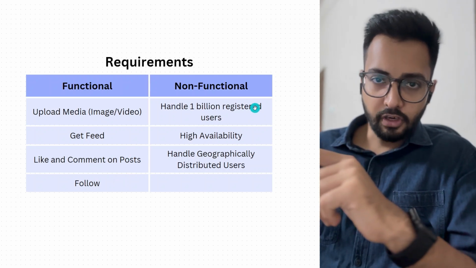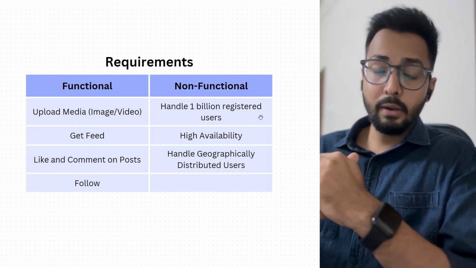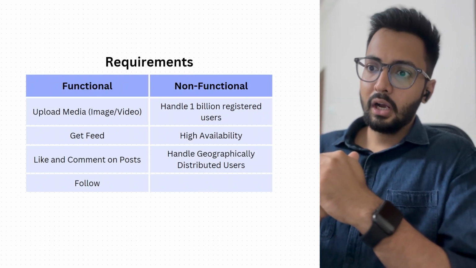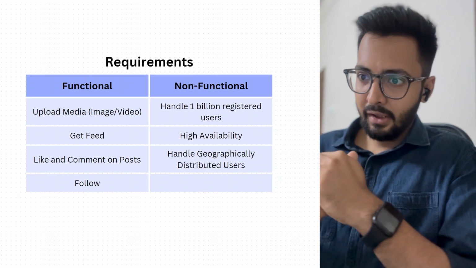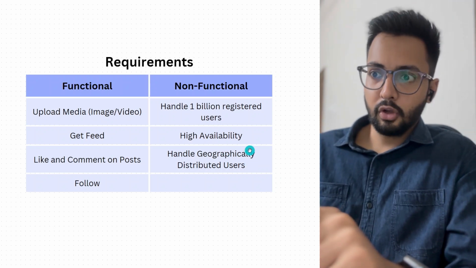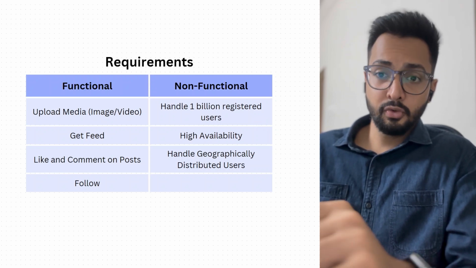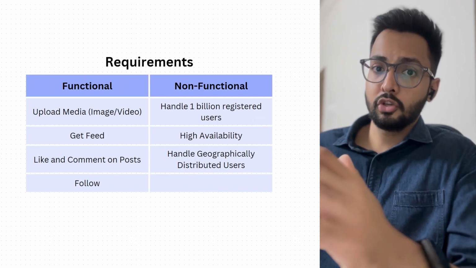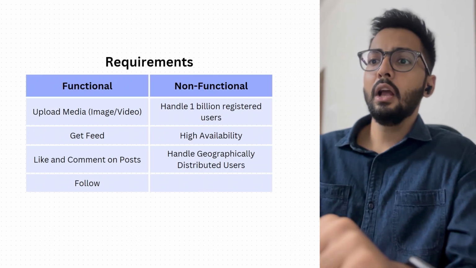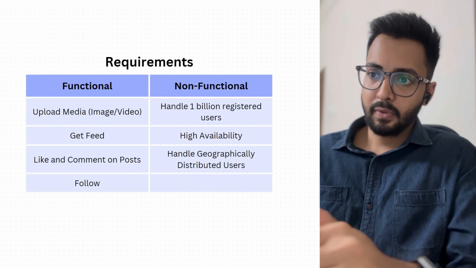Going forward to non-functional requirements, the system should handle 1 billion registered users. Its availability should be high, and it should handle geographically distributed users, because of course if there are 1 billion registered users, then the users would be from multiple geographic locations as well. So these are the functional and non-functional requirements we should consider.